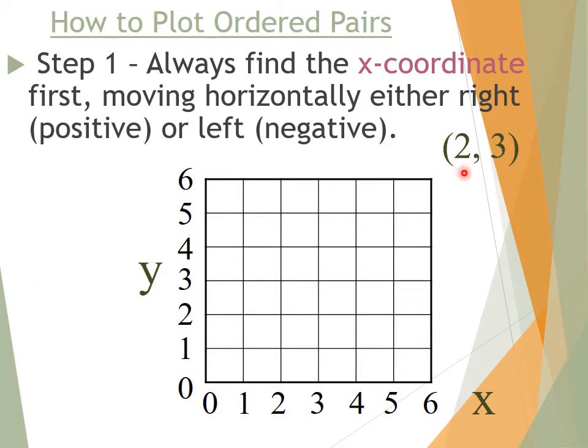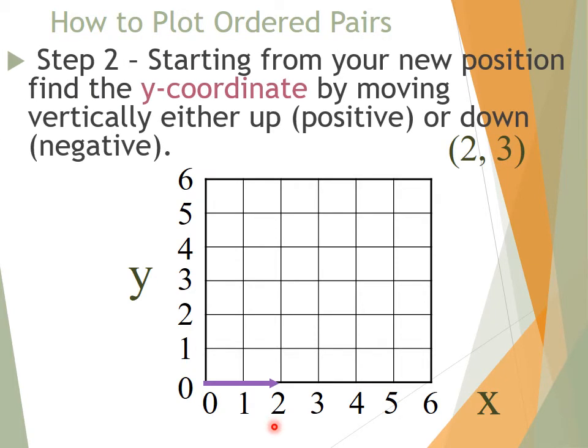So, right here for this particular point, the value is 2, rather plus 2, that is a positive value. That's why we'll move to the right. So, we have moved 2 positions to the right. Next, the second step will be to start from your new position. So, our current position is right over here at 2 on the x-axis. From this position only, we have to find the y coordinate by moving vertically either up for positive value or down for negative value. We know this is the y-axis, this is the positive side, and downwards will be the negative side.